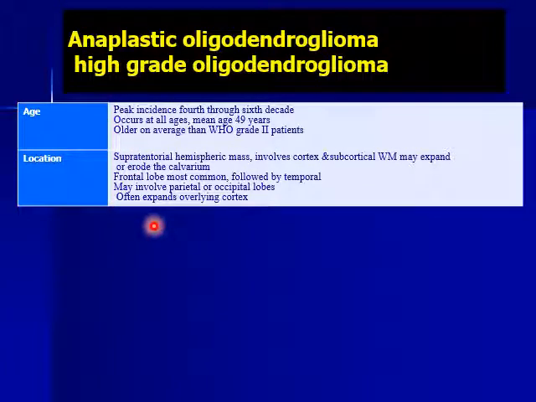The counterpart is the anaplastic oligodendroglioma, or what is called high-grade oligodendroglioma. It occurs in elderly also. The mean age is about 50 years old. It is WHO grade 2. It appears as a supratentorial hemispheric mass, involving the cortex and subcortical white matter. Usually it lacks the frontal lobe. It may erode the calvarium, and it may involve the parietal and occipital lobes, and usually it expands the overlying cortex.